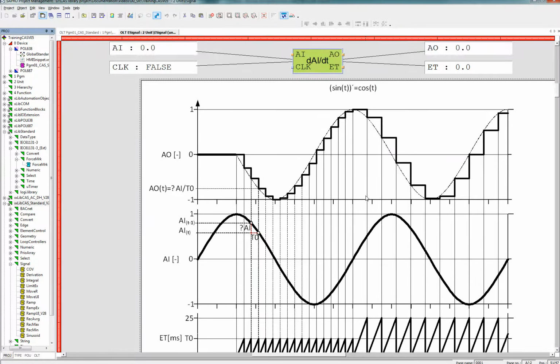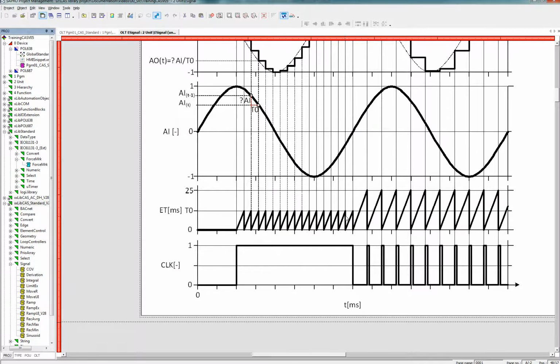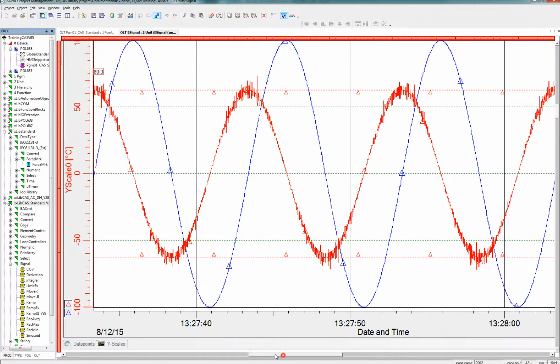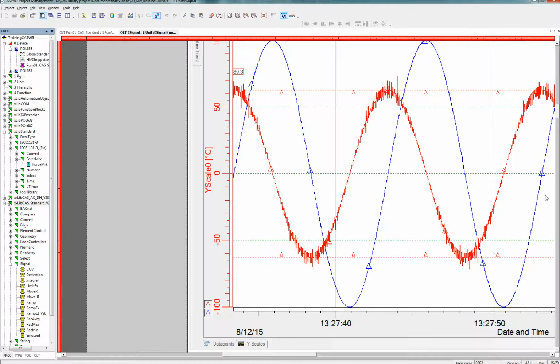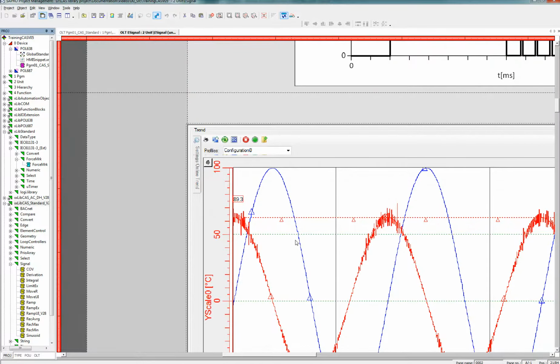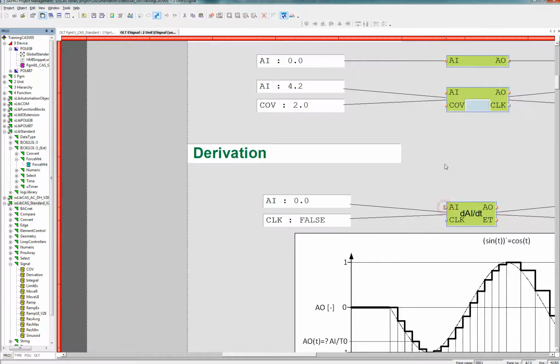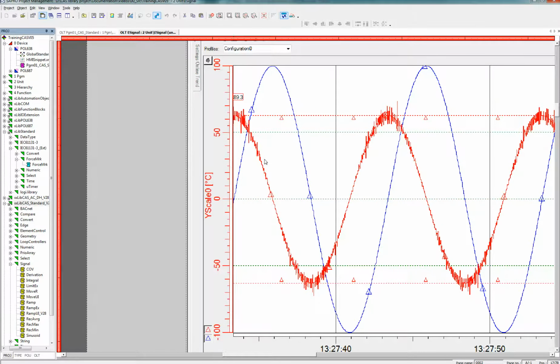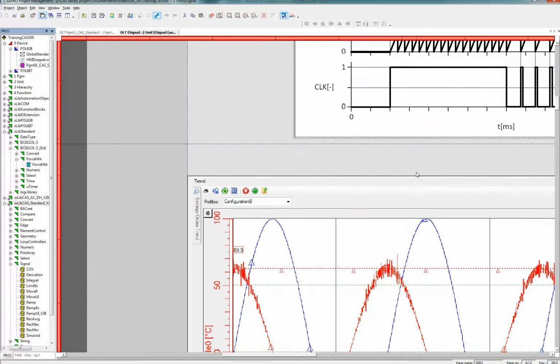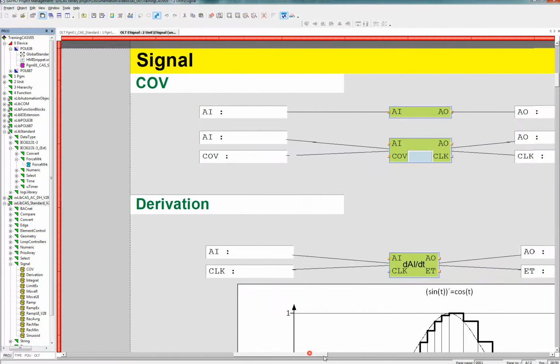I did this example also in scope. I generate a sinus function on input and I send it to this block, to AI, and on the output is this noisy signal, which is the output of this derivation block.